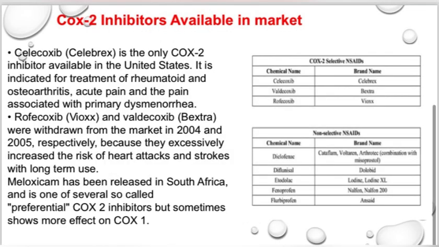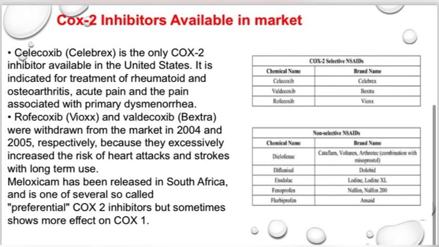COX2 inhibitors available in the market. Celebrex is the only COX2 inhibitor available in the United States. It is indicated for the treatment of rheumatoid arthritis and osteoarthritis, acute pain, and the pain associated with primary dysmenorrhea.